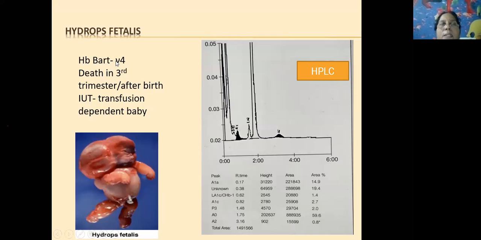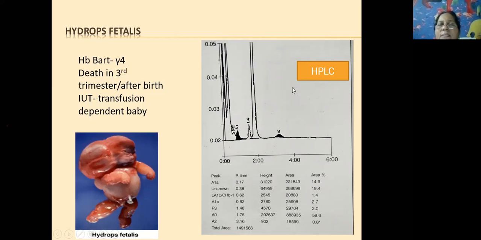Hb Bart's, gamma alone. In fetal life, what are the globin chains that should be present? Alpha and gamma. So alpha is absent totally. Gamma alone will be present, and that survives in the third trimester or soon after birth. Otherwise, they have to give intrauterine transfusion and deliver a transfusion dependent baby. That is a remote possibility.